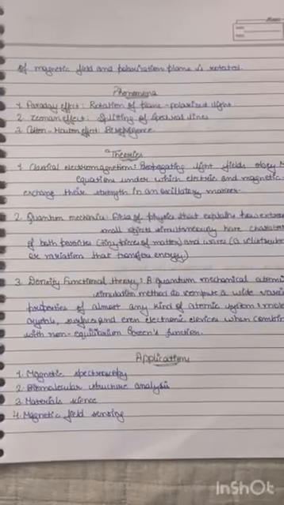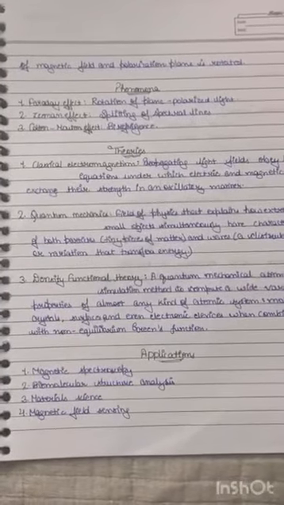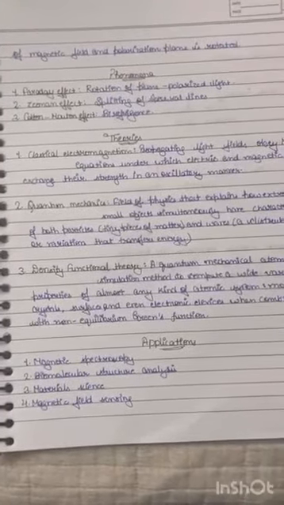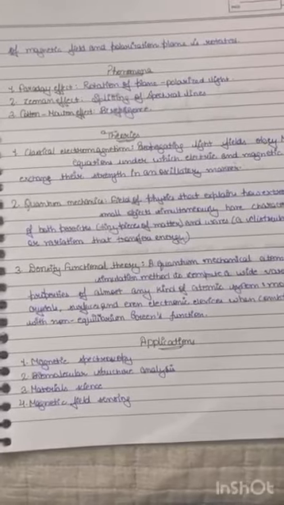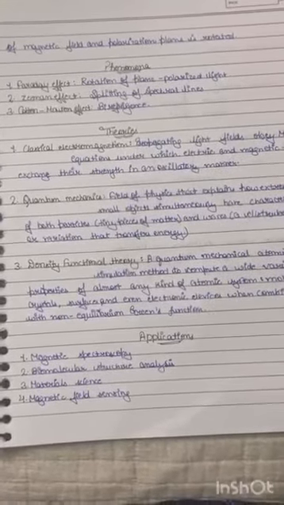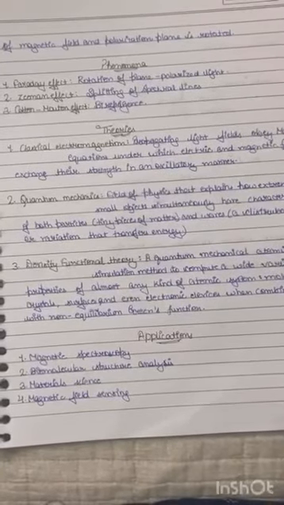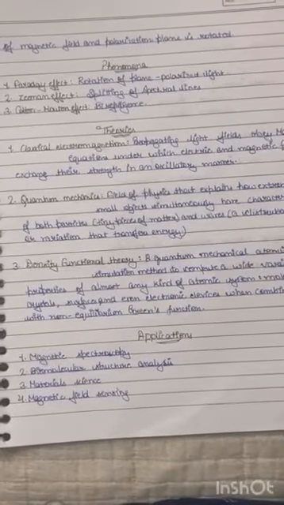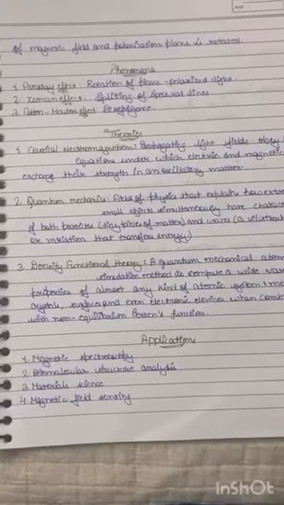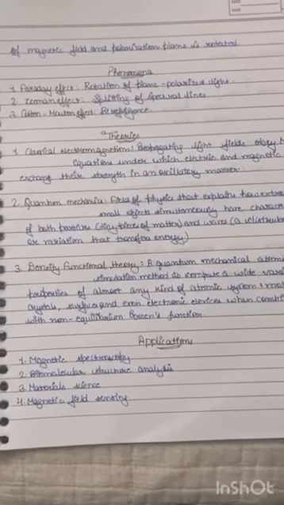Phenomena: the Faraday effect, rotation of plane polarized light. The second is the Zeeman effect, the splitting of spectral lines. The third is the Cotton-Mouton effect, birefringence. Among the theories is classical electromagnetism, where propagating light fields obey Maxwell's equations, under which electric and magnetic fields exchange their strength in an oscillatory manner.